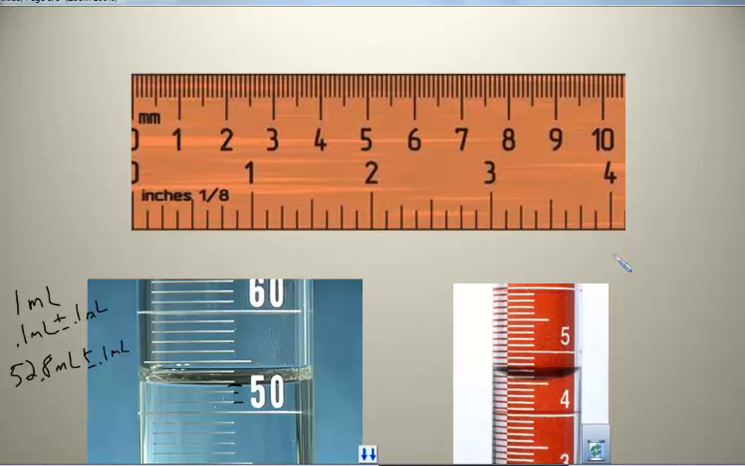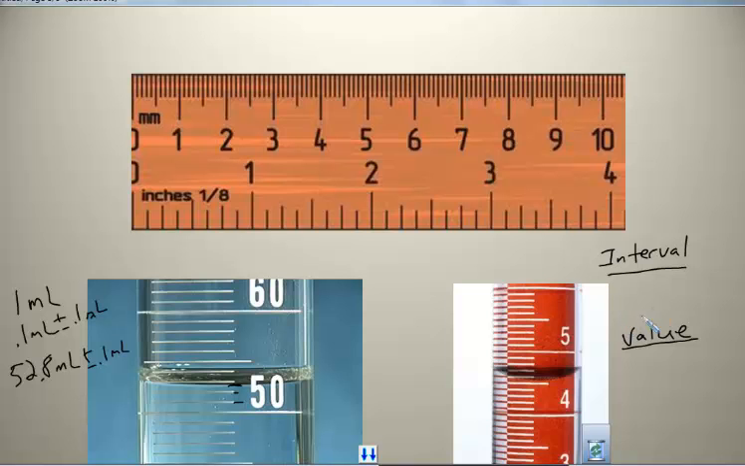All right, so I want you to look at this one, and I want you to first of all determine what the interval is, what does each line represent, and then what the value should be of that measurement. Go ahead and press pause, and then press play again to see what I think the answer should be.